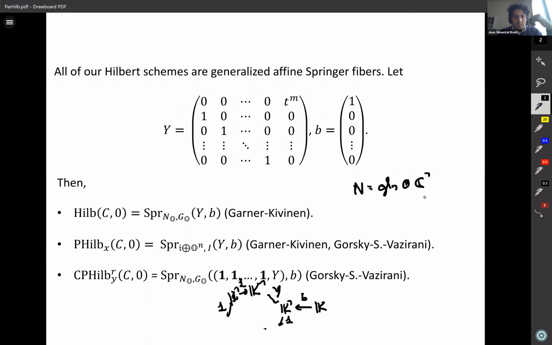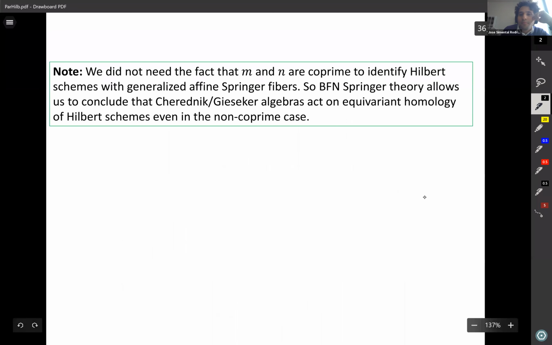And then our results essentially follow from this BFN Springer theory. And we can match the action that was constructed very explicitly by Gardner and Kivinen. We can match it with our action, at least on the Hilbert scheme and the parabolic Hilbert scheme side. And in all this story, I don't need that N and M are coprime. So we get corresponding results in the non-coprime case.